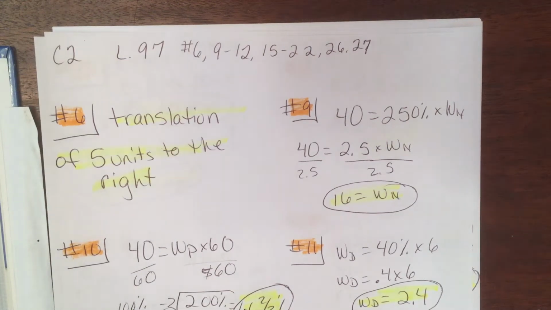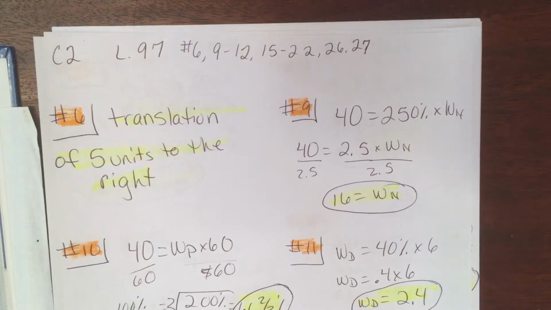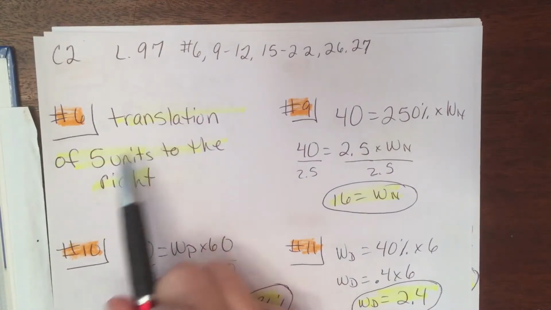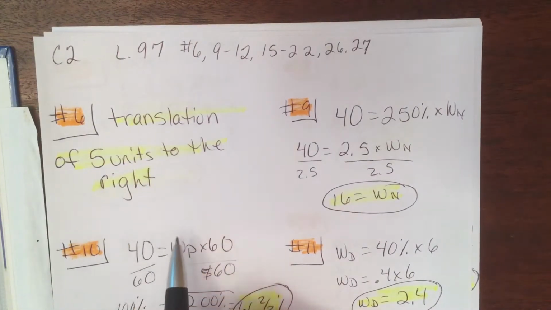Hey guys, here we are ready to check our work from lesson 97. Our first problem was number 6. We just had to describe what happened to get from the original triangle to the image. And you should have written that it was a translation of 5 units to the right.